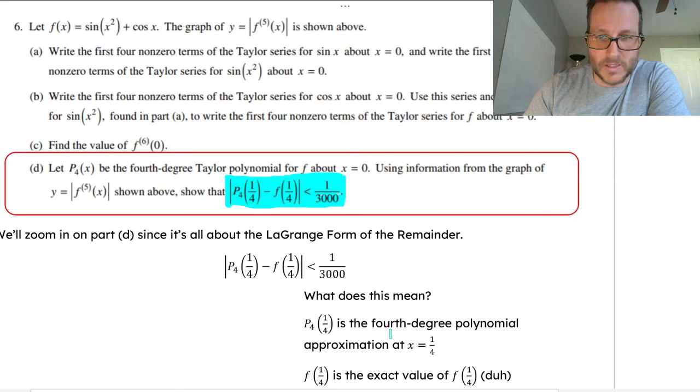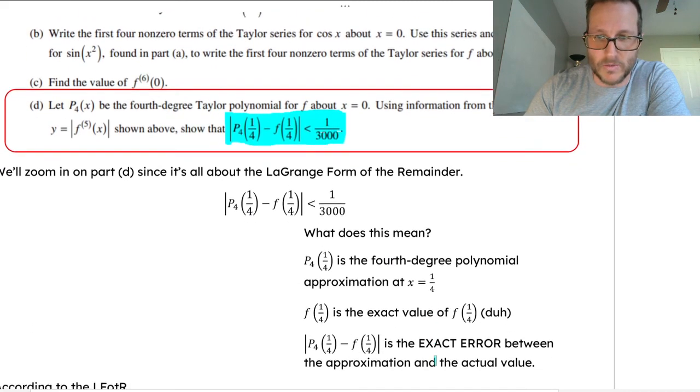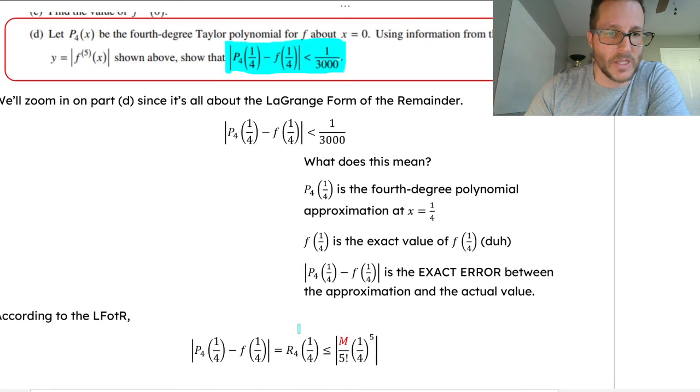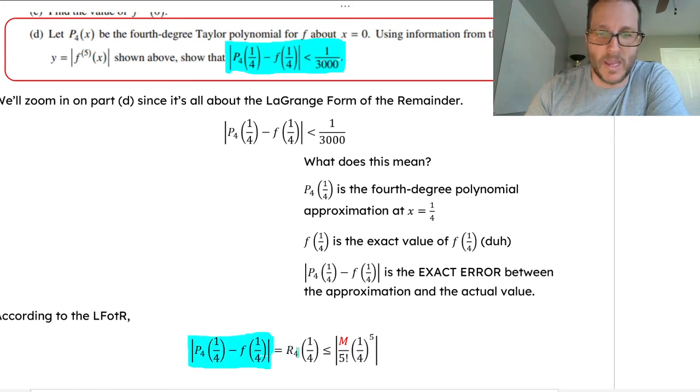All right. So I'm just telling you here what I already told you. The p sub 4 is the fourth degree polynomial. F of 1/4 is exact, so this difference is the exact error. So according to Lagrange form of the remainder, here we go. This value that we're trying to show is less than 1 over 3,000. That is equal to the fourth degree remainder at 1/4.